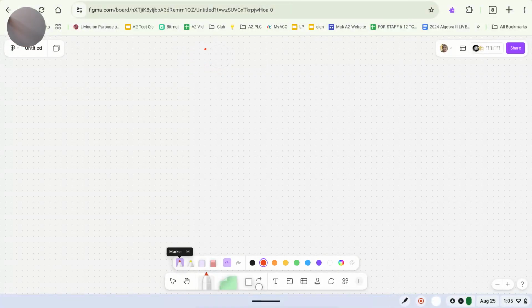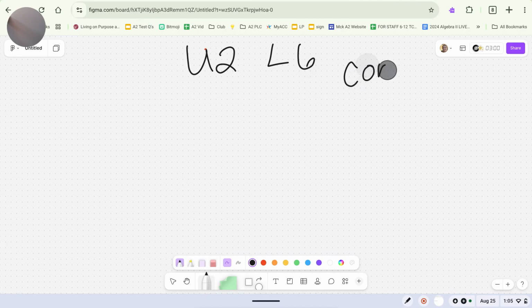Hi kids, we are going to look at Unit 2, Lesson 6. It's called Composition of Linear Functions. And linear means, of course, a line, and usually 1 degree of x, so x to the power of 1.